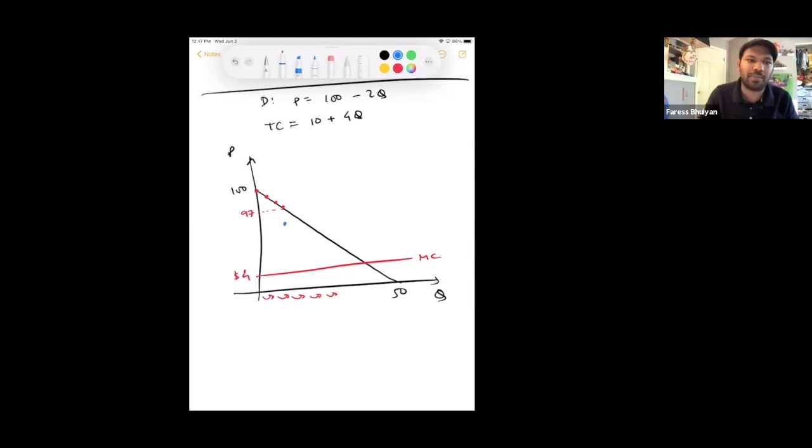It will not be 97. I don't know what number it will be. It will be less than 97. Marginal revenue will not be here. It will be less than that. It will always be underneath. It will never be where the demand curve is.